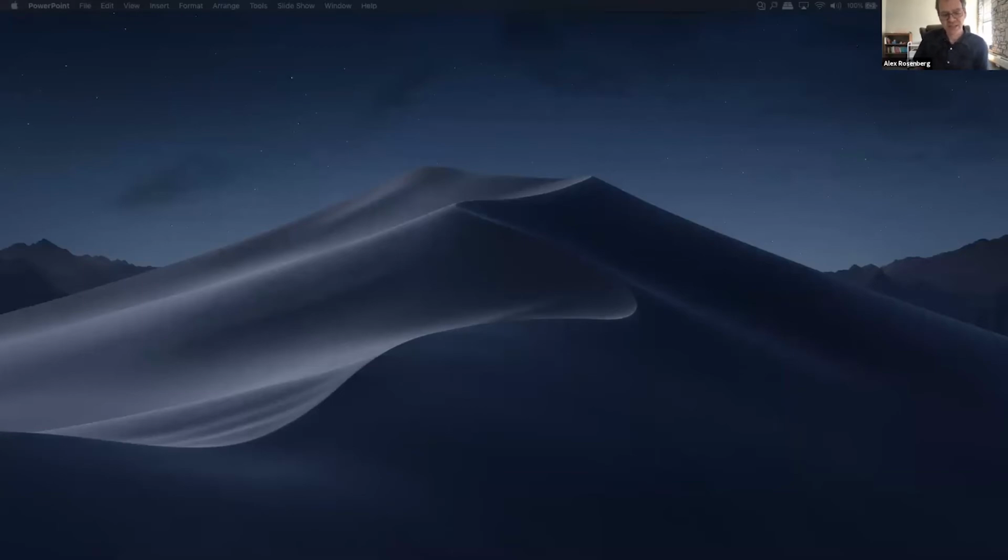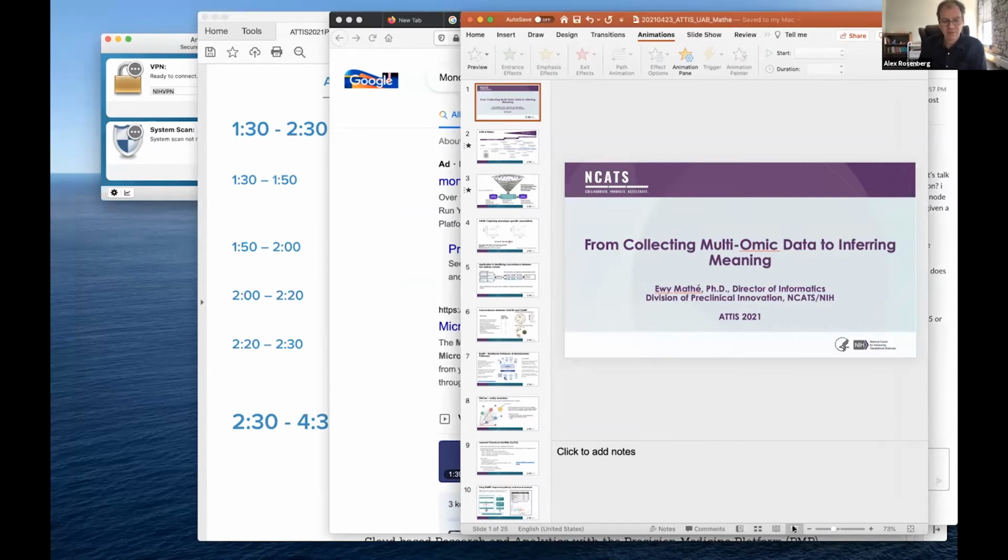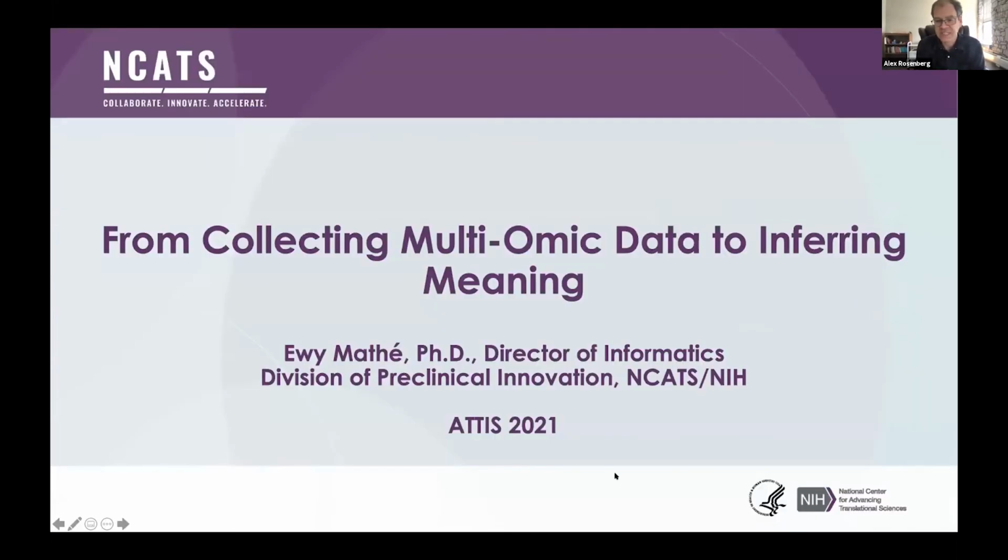Our next speaker is Dr. Ewy Mathe, who recently was professor of biomedical informatics at Ohio State, but is now the director of informatics at the National Center for Advancing Translational Sciences. Dr. Mathe is interested in analytical methods for genomics, epigenomics, and metabolomics for biomarkers and therapeutic targets for disease. The title of her talk is From Collecting Multi-Omic Data to Inferring Meaning.